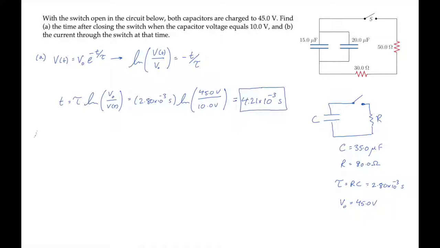Part B asks us for the current through the switch at that same time. We can solve that using the fact that the current in an RC circuit decays in the same way as the voltage. So that's given by this expression, where the current at time 0 using Ohm's law is the voltage at time 0 divided by the resistance. So now we can evaluate the current at the time of 4.21 milliseconds, finding that it equals 0.125 amps.